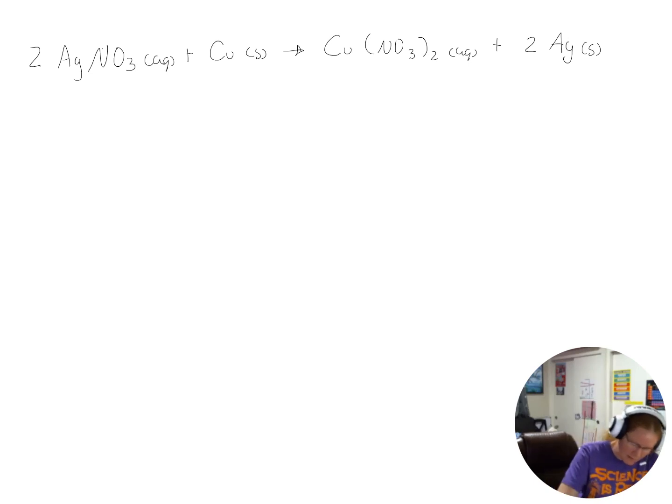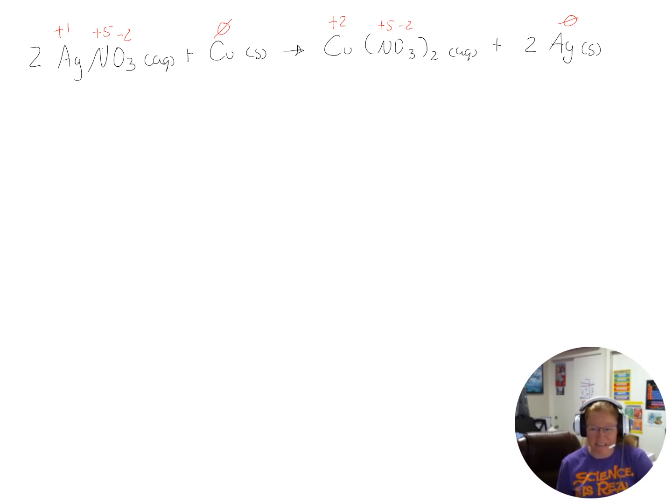All right, so now we had a +1 here, a +5, a -2, a 0 because it's in its natural state, +2, +5, -2, and then 0. Okay, so now what's happening here is the only things that are changing oxidation number are the silver and the copper. Now, the silver nitrate, that's an ionic compound. The copper 2 nitrate, that's an ionic compound. So ionic compounds, aqueous, which means they've been dissolved into water. So they actually split up into their constituent ions.